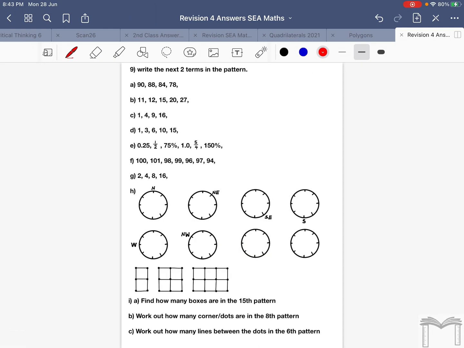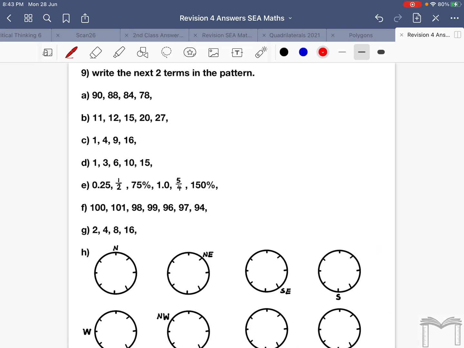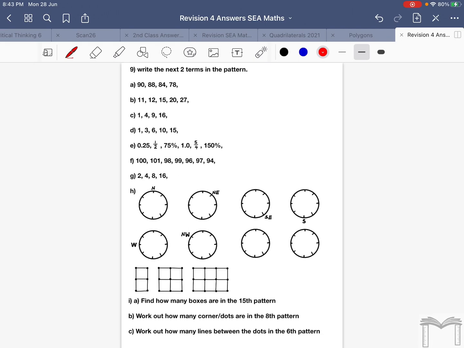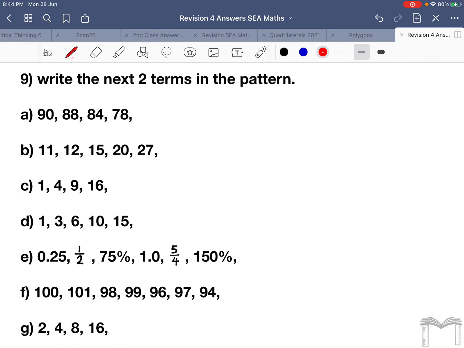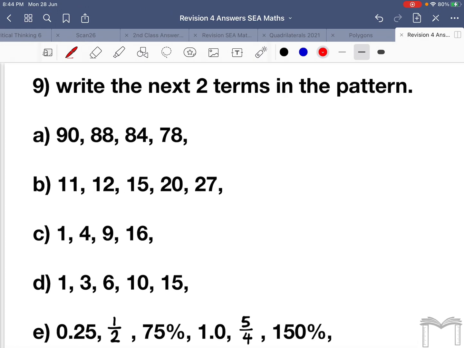Number 9. Here we have some patterns questions. If you like, you can pause the video and try the questions before we go through the solutions. (9A).